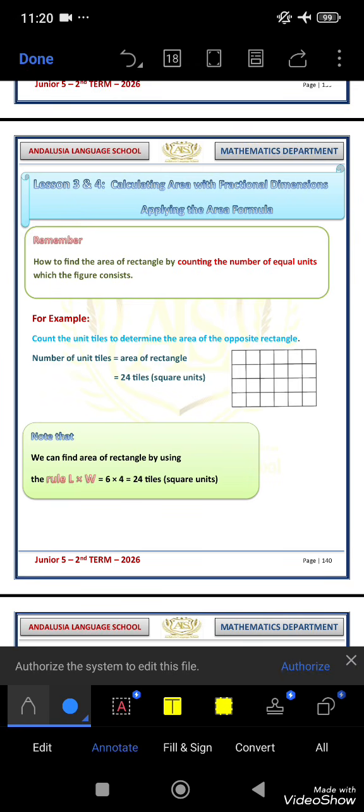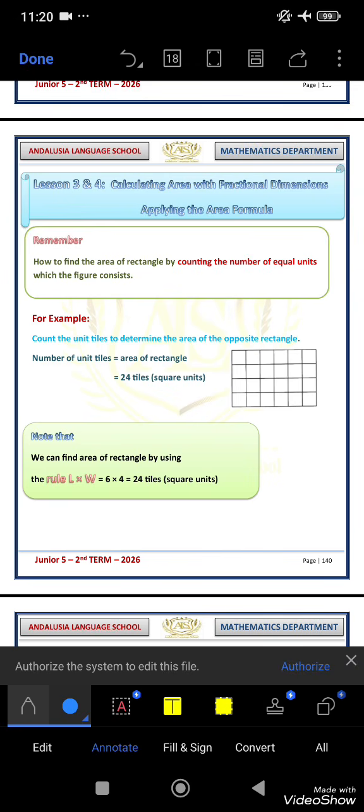Okay, let's remember first the meaning of area. In Junior 3 and Junior 4 we learned that area means the space inside the shape. Here we will talk about how to find area by two rules. You see here a rectangle, because we will talk especially about rectangles.